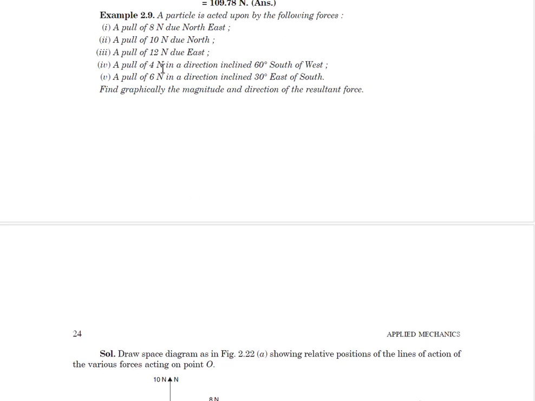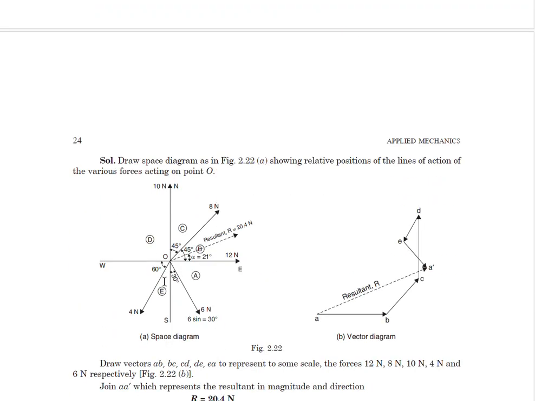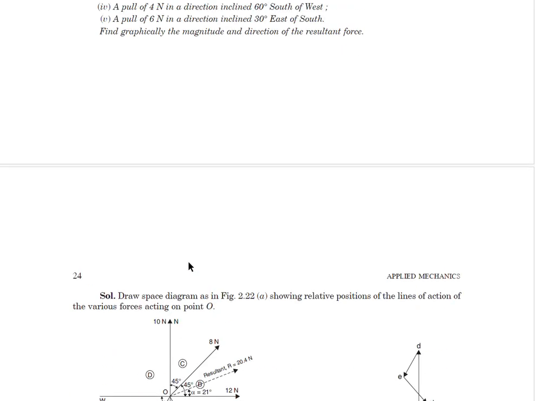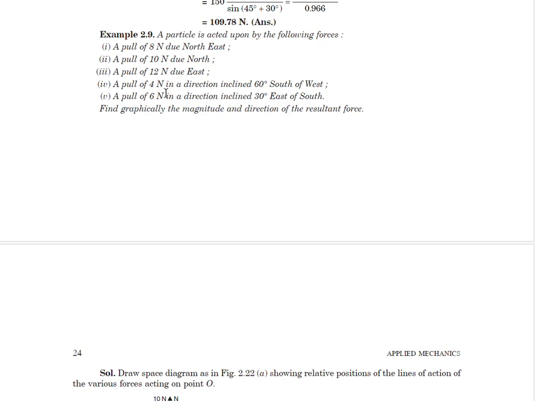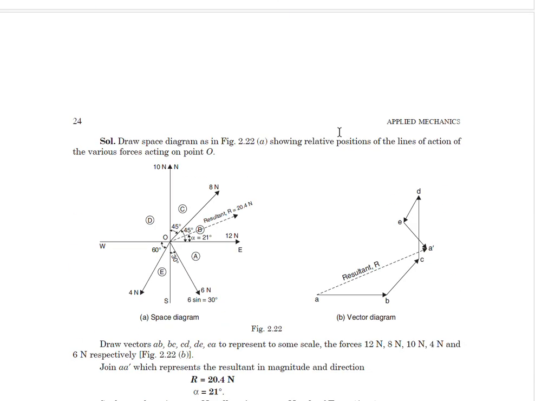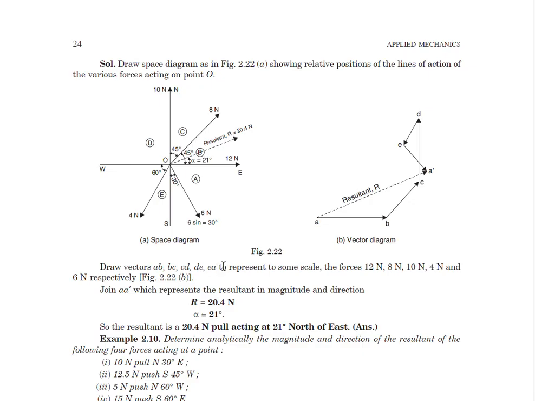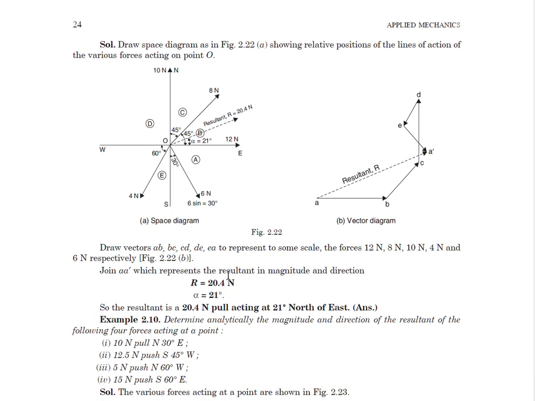And then a pull of 4 Newton in the direction inclined at 60 degree south of west, which is along this direction. And a pull of 6 Newton in a direction inclined at 30 degree east of south. East of south is this one. So 30 degree east of south is this direction. So without actually going to the solution, I will only discuss how to solve it.